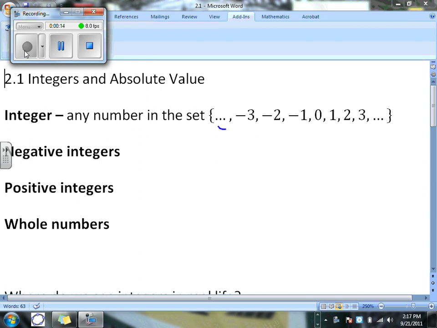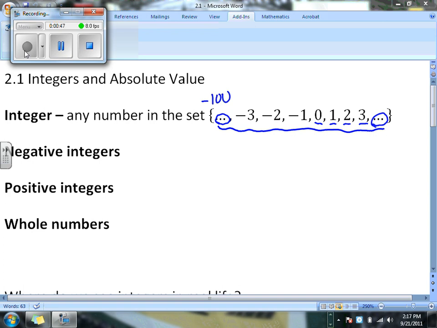Now, this set right here, notice it has an ellipsis on here, which is 3 periods in a row. 3 periods in a row means that it goes on forever in the negative direction. So like negative 100 is in there, and it keeps on going forever, and also has an ellipsis going this way. It means that the pattern continues forever. If you notice, this just keeps on going up by ones, and going up by ones is saying that that pattern continues. So an integer is basically any whole number, either positive or negative.